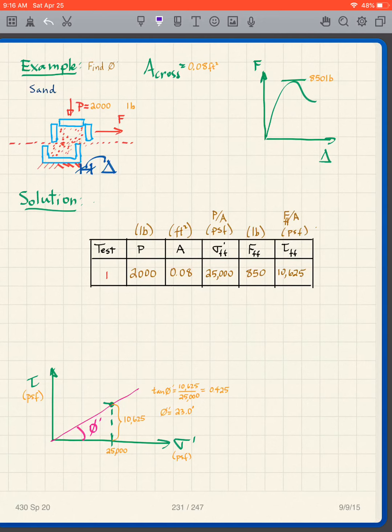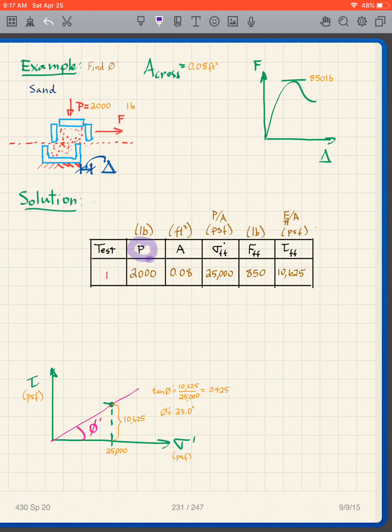Okay, so the solution is, I'm looking at the test, I have set up this little spreadsheet. We have our P, A, sigma prime FF, F FF, then tau FF. The sample is in sand, so I don't have to worry about any excess pore pressure, because we're running it by definition at a slow speed, so no excess pore pressure is generated by the shear test.